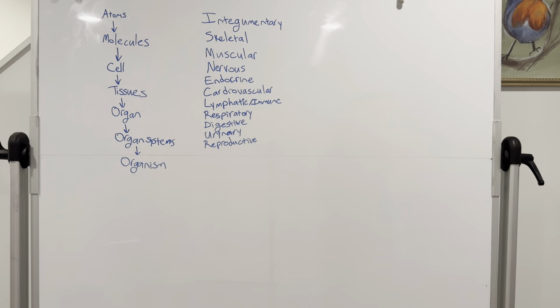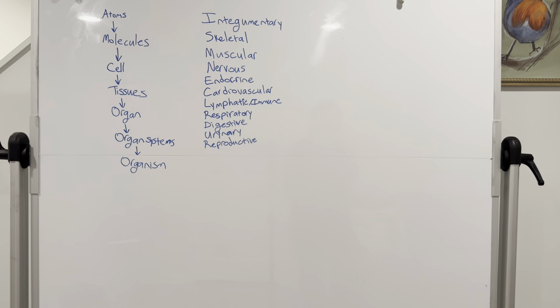And then finally, the reproductive system, so the gonads, which would be testes or ovaries, and their accessory organs, so the fallopian tubes, uterus, vagina, and mammary glands, or the epididymis, vas deferens, seminal vesicles, prostate, and penis.